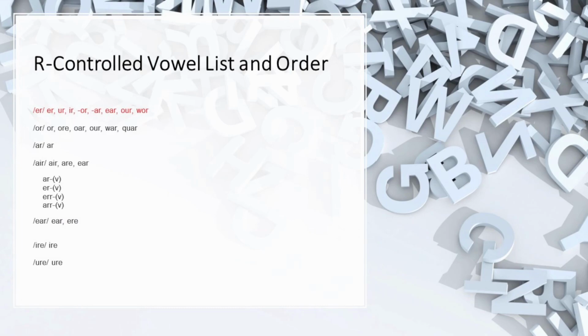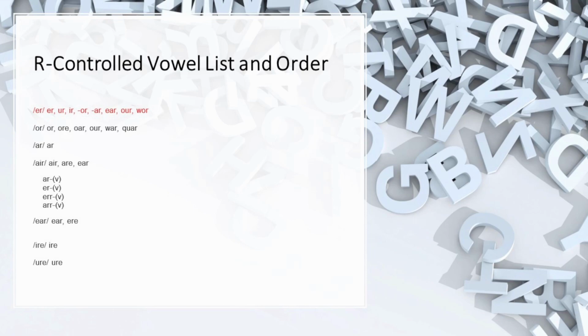Here is a list of the R-controlled vowels. And not only is this a list of the R-controlled vowels, but what I did is I put them in order from most common to least common. So for instance, let's take a look at that "er" sound again. When we're introducing "er," the most common way to spell it is ER, and so that comes first. Then the next is UR, then IR, and then OR, AR, EAR, OUR, and last of all, WOR would make the "wer" sound, as in work.